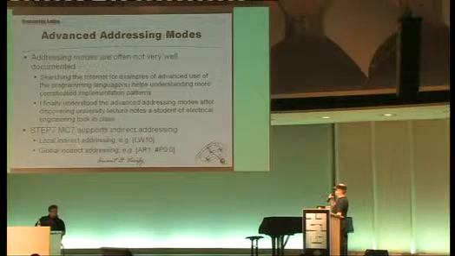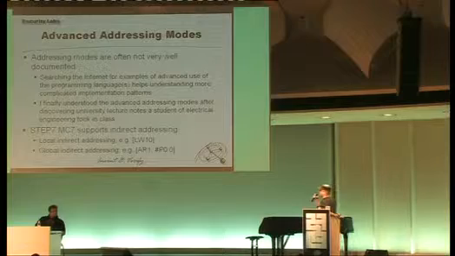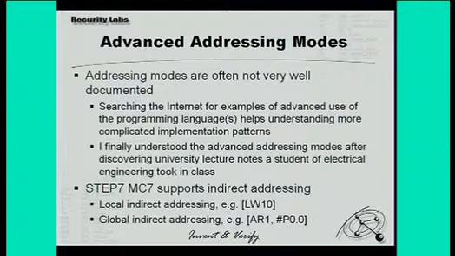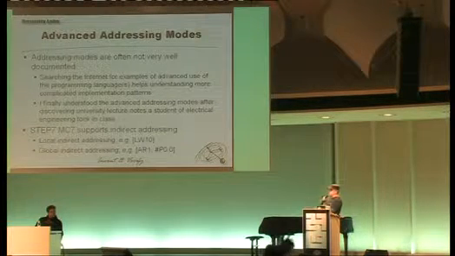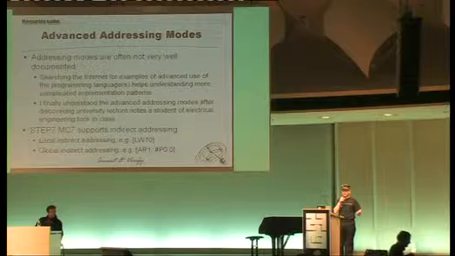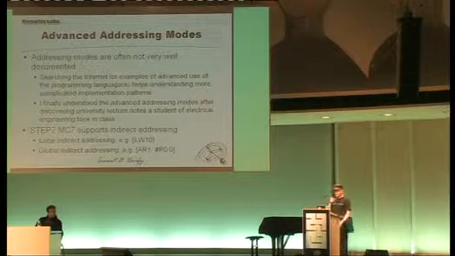So the MC7 in Step 7 actually has local indirect addressing, so you can use like a local variable and use that as an offset, so to say. So it's relative. That was the word I was looking for. And then global indirect addressing, where it actually has an address register, AR, and a pointer to it, and then you have the same as you know from the Intel platform, where you can have a register and an immediate offset.